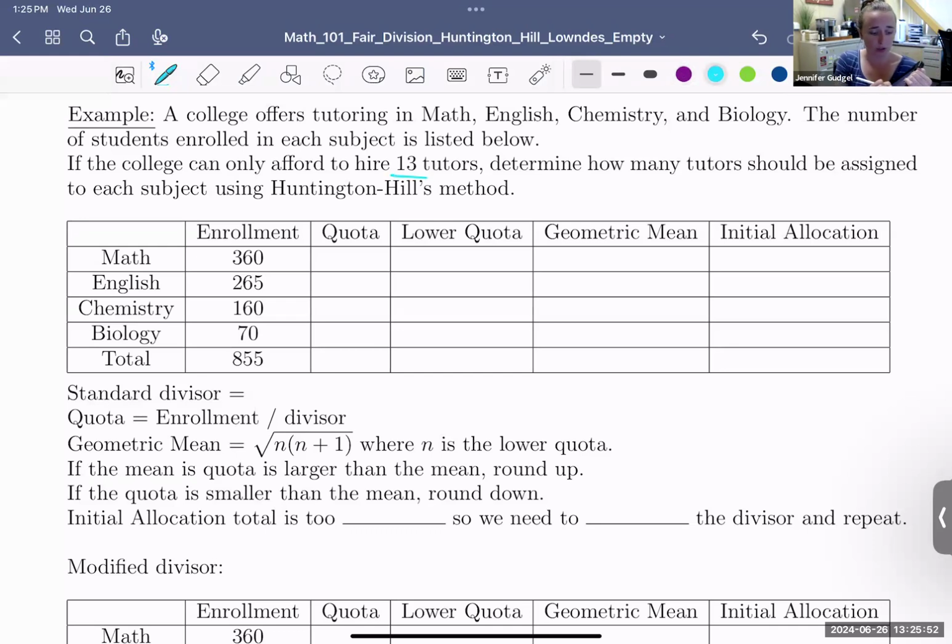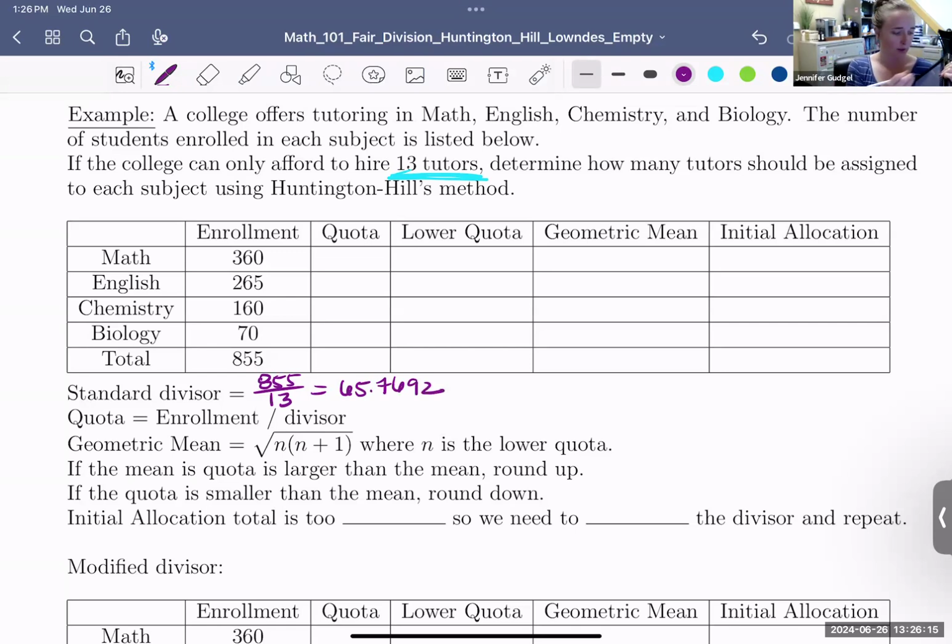I'm going to go ahead and get started, and I'm not going to take a lot of time at the very beginning because our first two steps are the same as every single other method we've had. We take our total population and divide by the number of representatives, in this case, the number of tutors from the total enrollment. 65.7692. That's going to be our starting standard divisor.